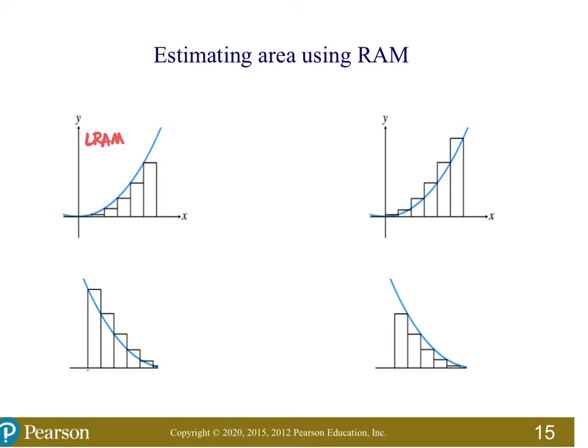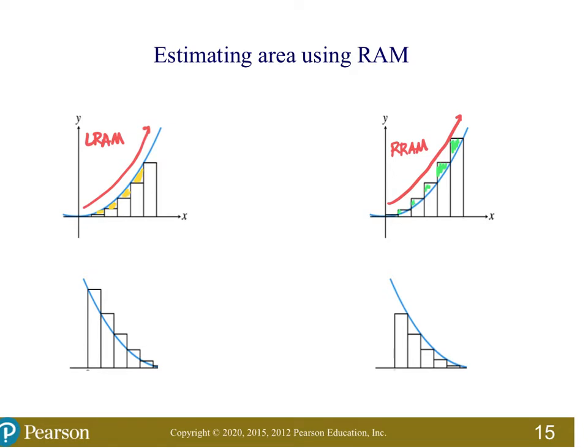So just to recap, what you've been doing is LRAM, and we know that the problem with LRAM is that every time a function is going up, the LRAM is always too small. There's always an underestimating of all this space here. But if we do RRAM for a function that's also going up, we know that that is always too big. So we have a problem there. So we ended up averaging the two.